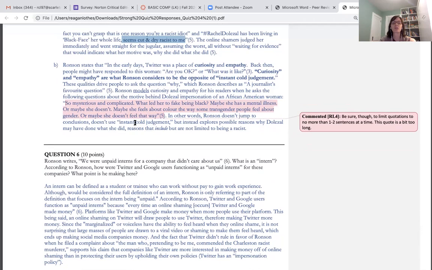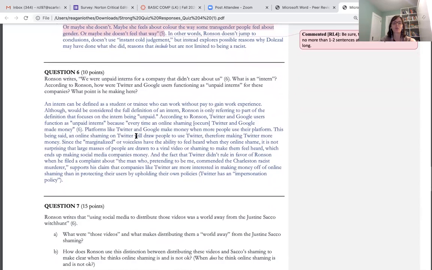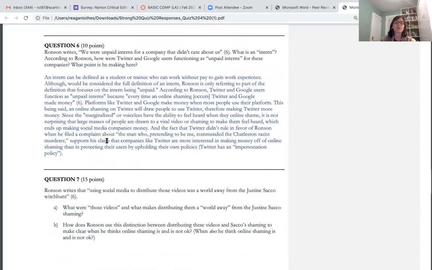So in other words, Ronson doesn't jump to conclusions, doesn't use instant cold judgment, but instead explores possible reasons why, again, this question of why, of motive, Dolezal may have done what she did, reasons that include, but are not limited to, being a racist. In other words, he doesn't conclude either way conclusively, right? He's saying, well, maybe she is racist, maybe she isn't, maybe she has a mental illness, maybe she doesn't, right? And so he's waiting to put in his verdict here for evidence that would allow him to decide what her motive was. So we move to question 6.